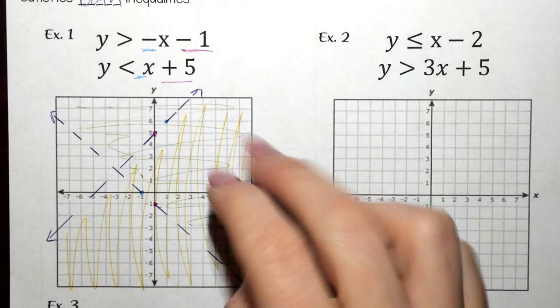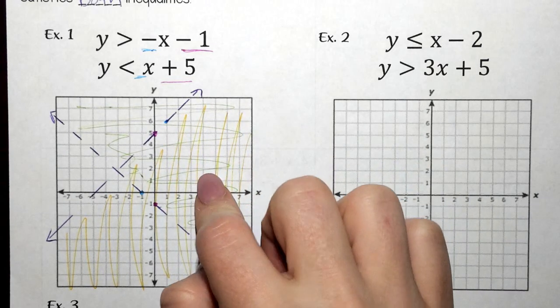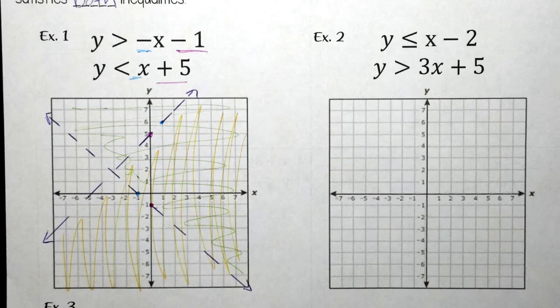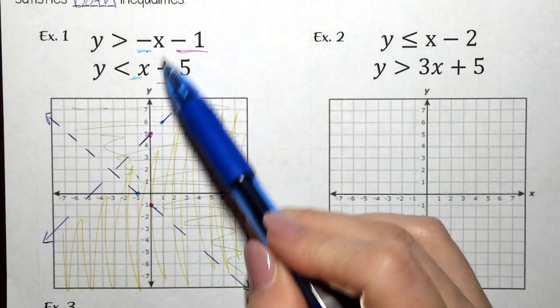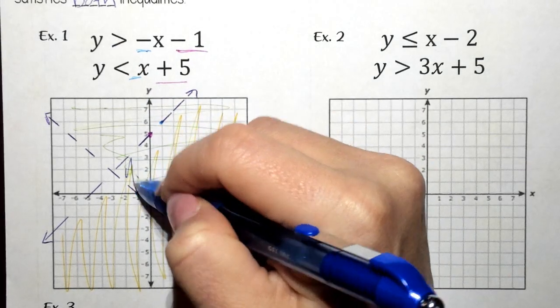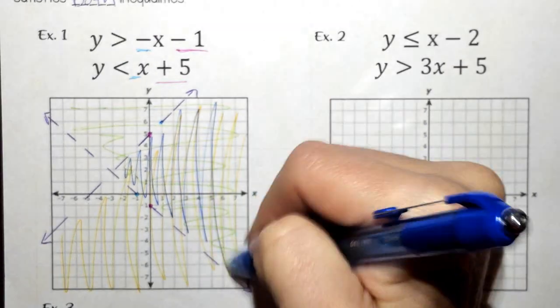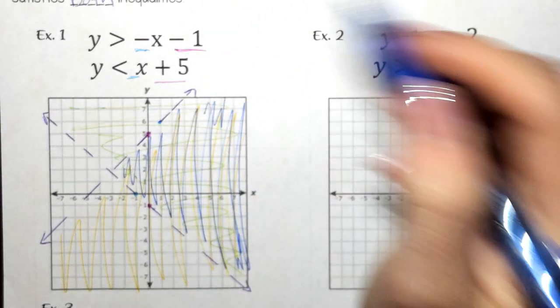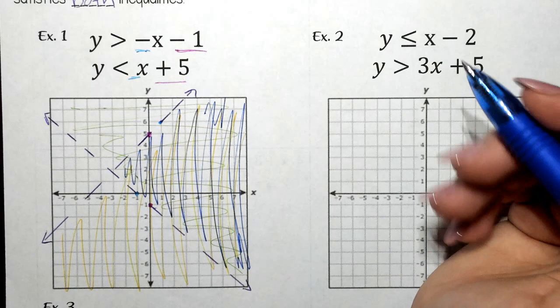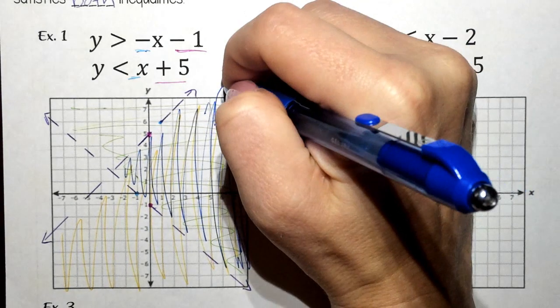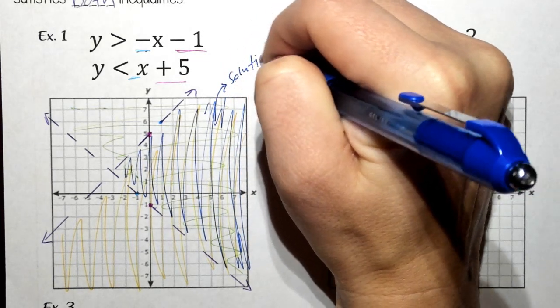Now we see this area where we've got both the green and the yellow. That is our shared solution shaded area. And so the solutions to this system of inequalities is any point within this area where the shaded areas overlapped. So this is my solution set.